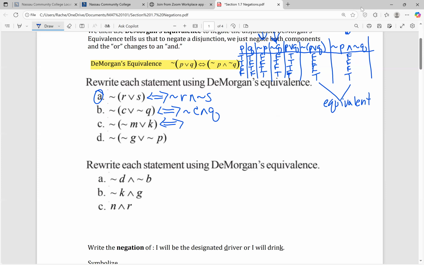Next, we have not (M or K). So a not M is going to be M. The or becomes an and, and now we have not K. So M and not K. And then we have D, not (not G or not P). So distribute the not. So we're going to have a not not G, which is G, or becomes and, and then we have a not not P, which is going to be P. So we end up with G and P as the equivalent statement.